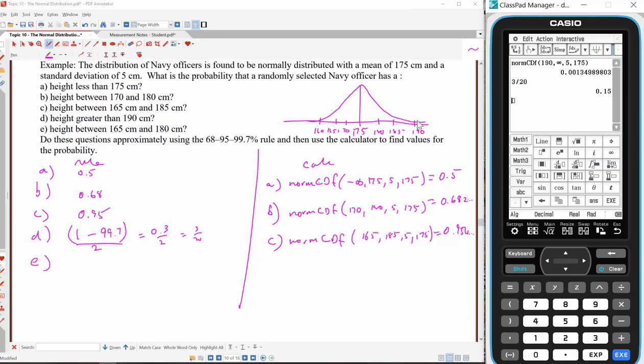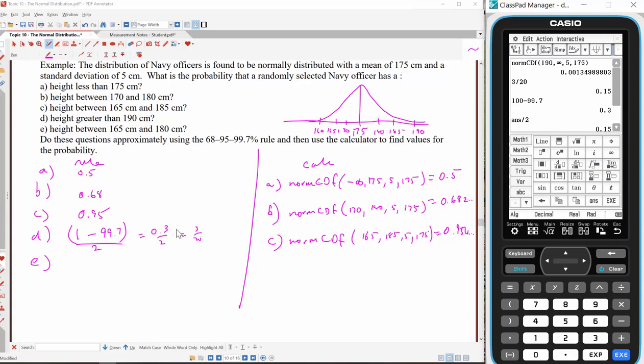Height greater than 190. So it's going to be 100 take away 99.7 divided by 2. It should be 0.15. What have I done wrong? Yeah, it is right. What happens is this is a percentage, so I divide that by 100, and that's going to give me 0.0015 as a probability.